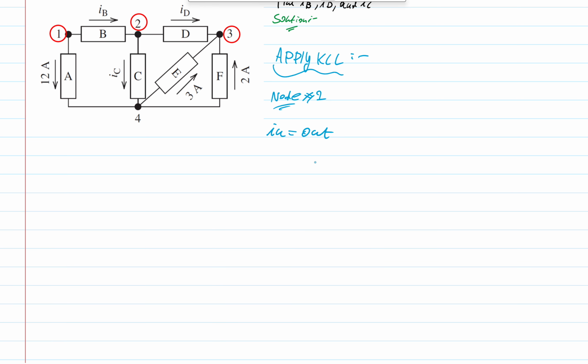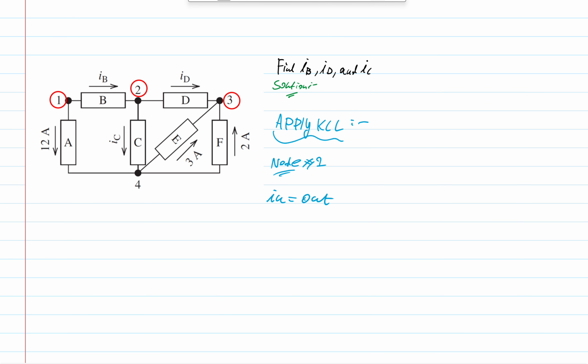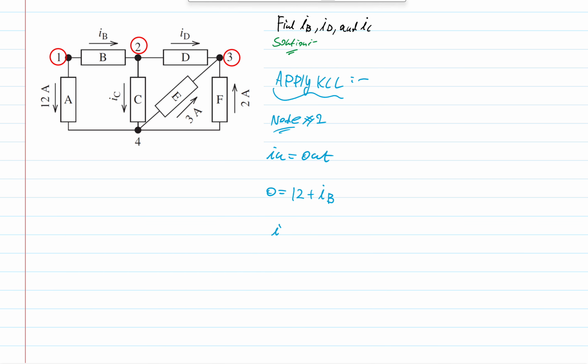What's going into node 1? We have nothing. Therefore, it's going to become 0. So 0 is equal to the current going out. What's going out? We got the 12. So that's going to become 12 plus the current IB. Solve for it. It gives us that IB is equal to negative 12 amperes.